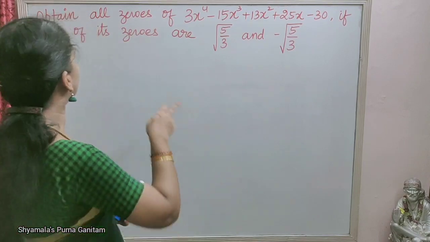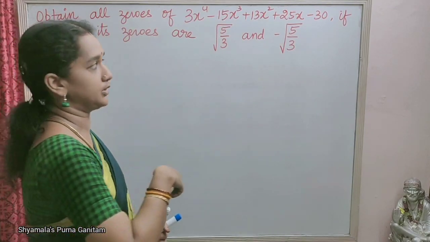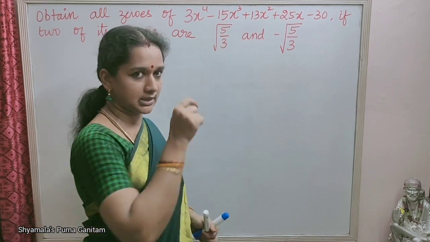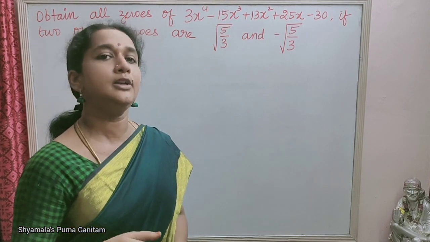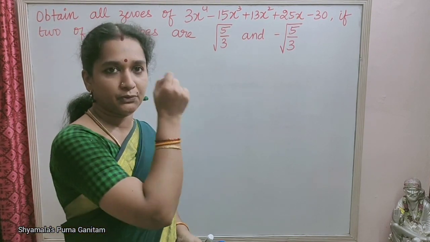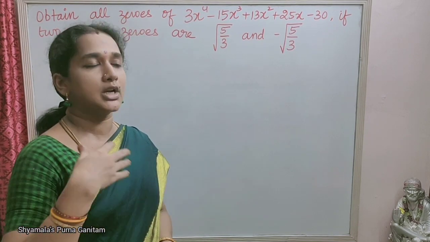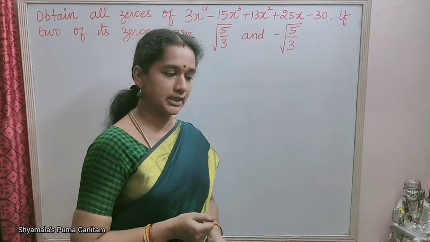You are asked to obtain all zeros. That is, 2 zeros are given. You are asked to find 2 more zeros. So definitely 2 more zeros are there. You are asked to find those 2 more zeros.